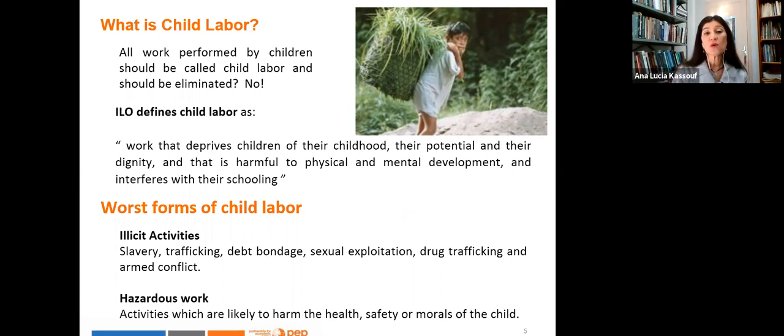Also, there are the worst forms of child labor. So we think about all the illicit activities: slavery, trafficking, debt bondage, sexual exploitation, drug trafficking, and armed conflicts. These are very complicated activities because it's very hard to measure. People don't say they are in these activities, of course, because it's not allowed. And the hazards, by ILO, are the activities that are likely to harm the health, safety, and morals of the child.